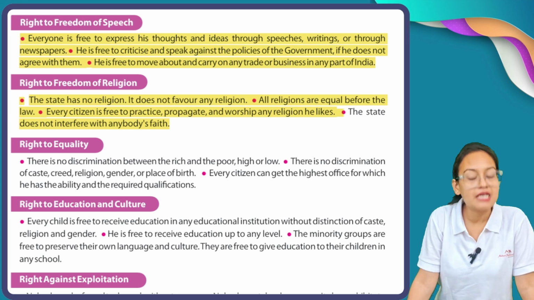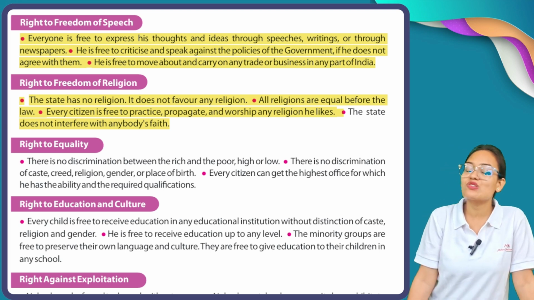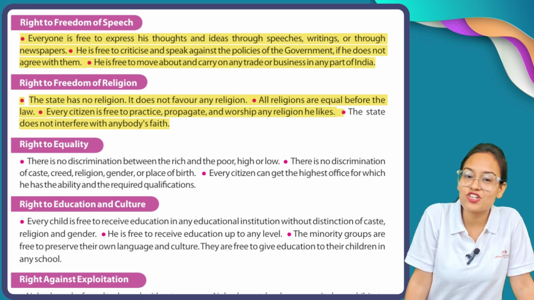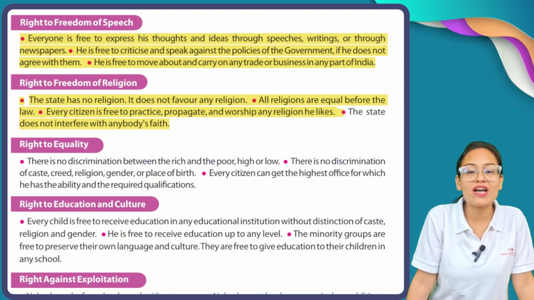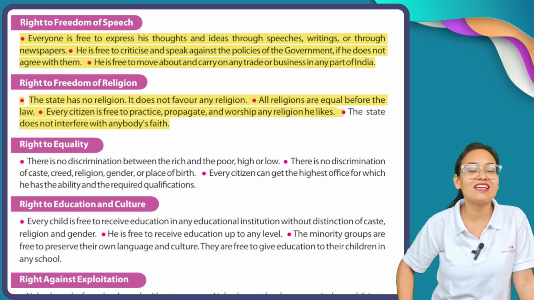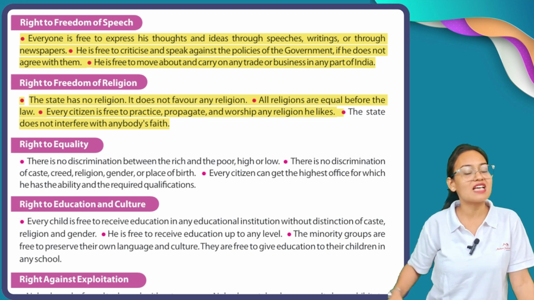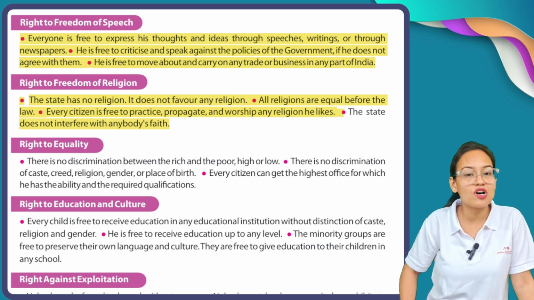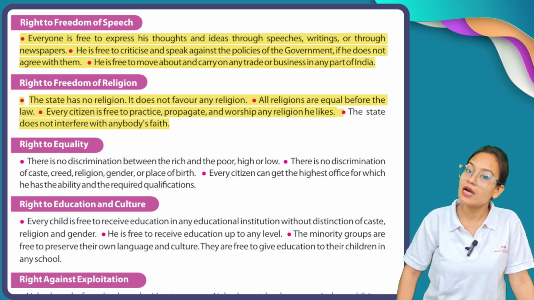Now see, the state has no religion. India has no religion. Why doesn't India have any religion? Because India is a democratic country. India is a secular country. India is a socialist country. That's why India doesn't have any religious identity as a nation. And why? Because the Indian Constitution doesn't favor any one particular religion.